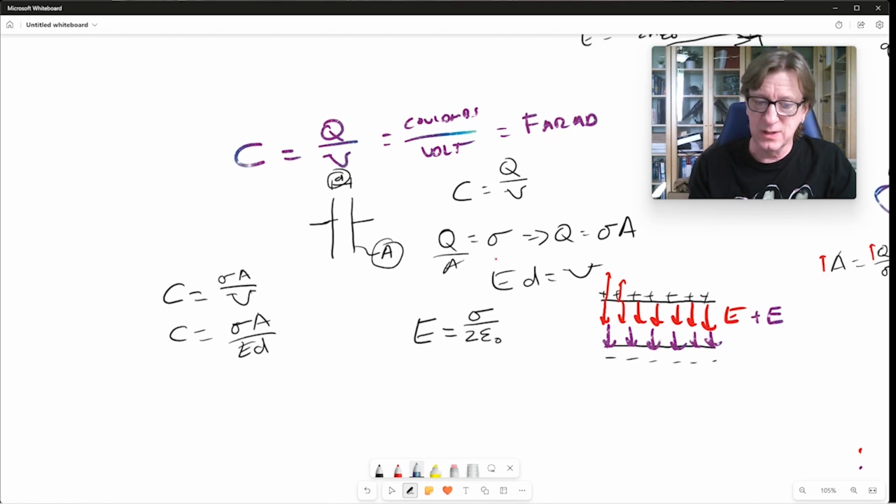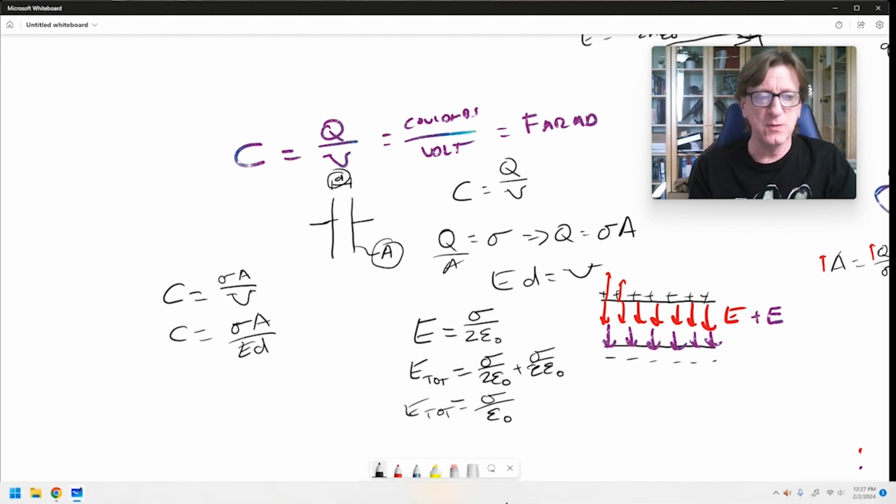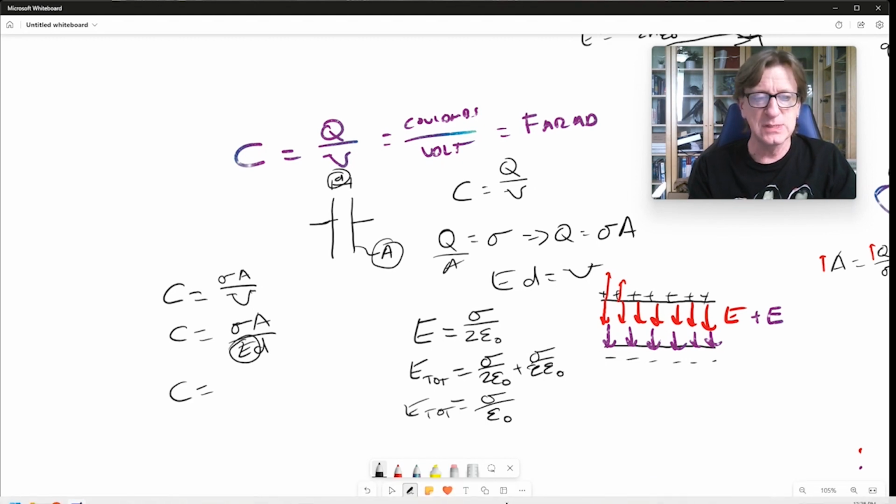So the total electric field, which we're going to call E total, is going to be two of these: sigma over 2 epsilon naught plus sigma over 2 epsilon naught. And you should be able to see that the total electric field must equal sigma over epsilon naught. So let's put that back over here, because here we're talking about the total electric field. So C is going to be sigma A divided by sigma over epsilon naught times D. I'm going to flip this and multiply.